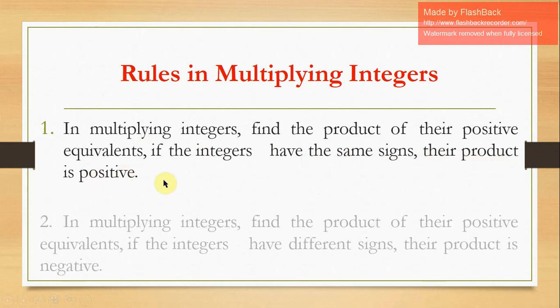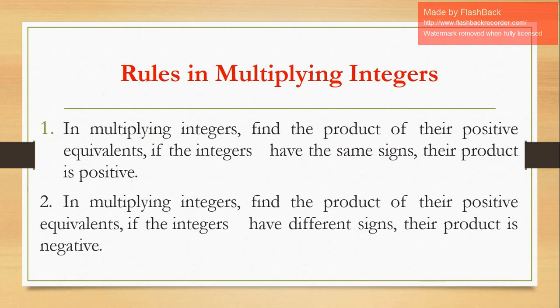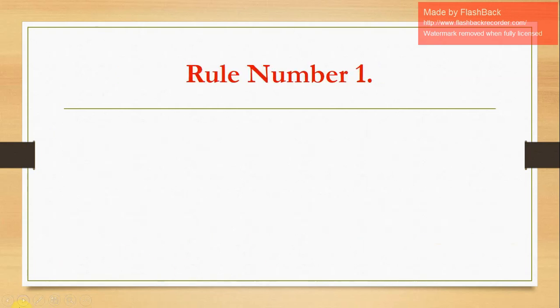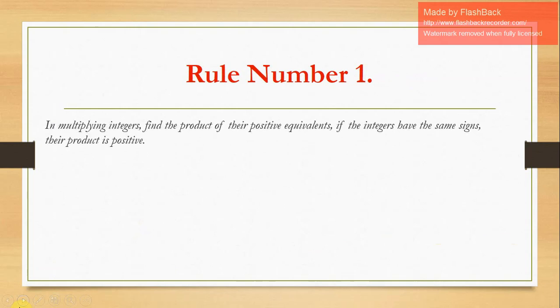Now, the second rule: in multiplying integers, find the product of their positive equivalents, and if the integers have different signs, their product is negative. Take note of this. If the integers have different signs, their product is negative. Next, let's have an example for rule number 1. What is rule number 1?